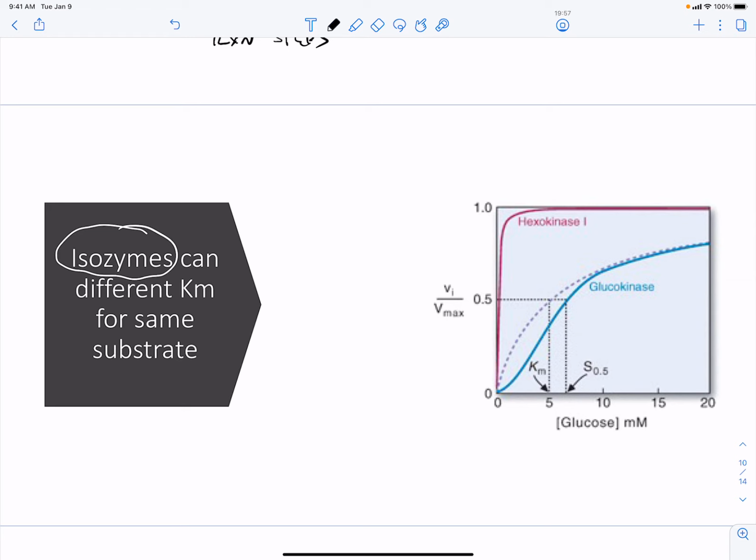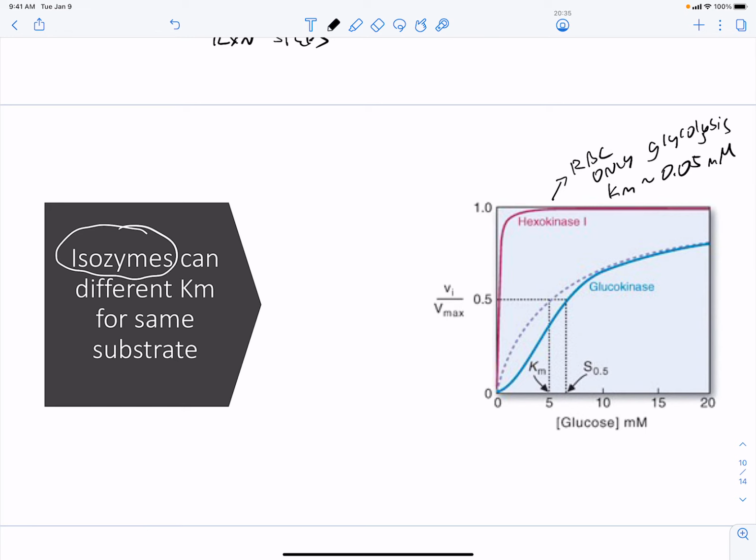So hexokinase 1, not surprisingly, has this hyperbolic curve and is going to be expressed in our red blood cells. Remember, red blood cells can only do glycolysis, so they have to have a higher affinity for glucose because that's their only source of energy. So they need to use glucose. So the Km for our hexokinase 1 is about 0.05 millimolar.